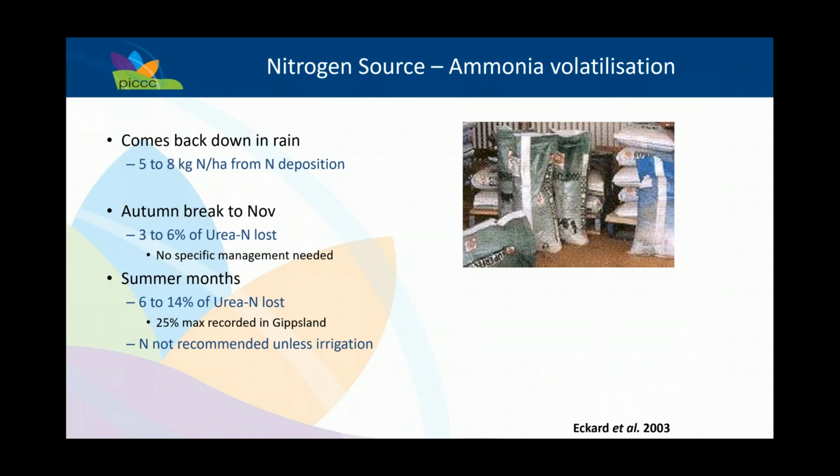If you look at the summer months, as I said, the losses can be higher. If you're applying it under hotter conditions, you can lose more, between 6 and 14%. The maximum we've ever recorded, where we deliberately tried to create conditions in the middle of February, highly evaporative conditions, I'll show you some data in the next few slides, we managed to push that loss as high as 25% by doing everything we would consider to be wrong according to best practice. So if you do apply during the hotter months, it's not really recommended unless there's good rainfall or there's irrigation. Urea is still the cheapest source of nitrogen, even though DAP, for example, doesn't lose much as ammonia.